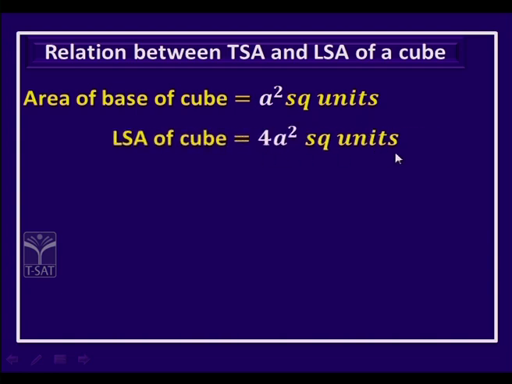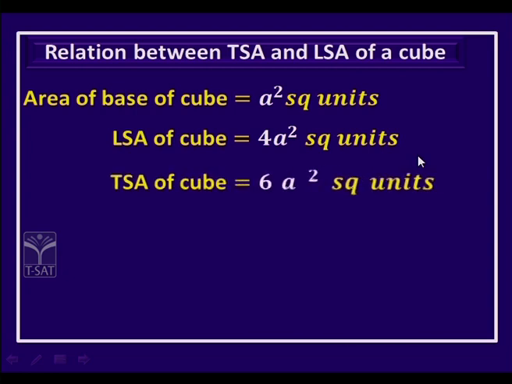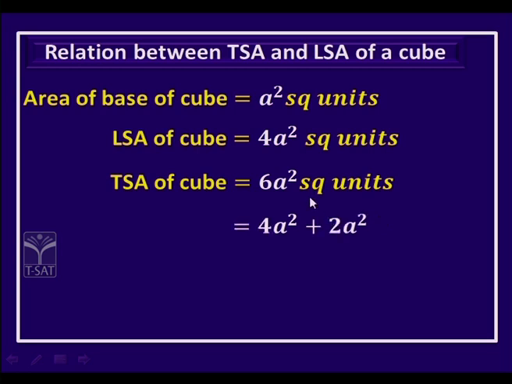Yes, 4a² square units, and we have also learned the total surface area of a cube is 6a² square units. Now, I can write this 6a² as 4a² plus 2a², isn't it, children? Because when we add these two, we get back 6a². But why are we writing it this way? Because if you notice, 4a² is nothing but the LSA of a cube.